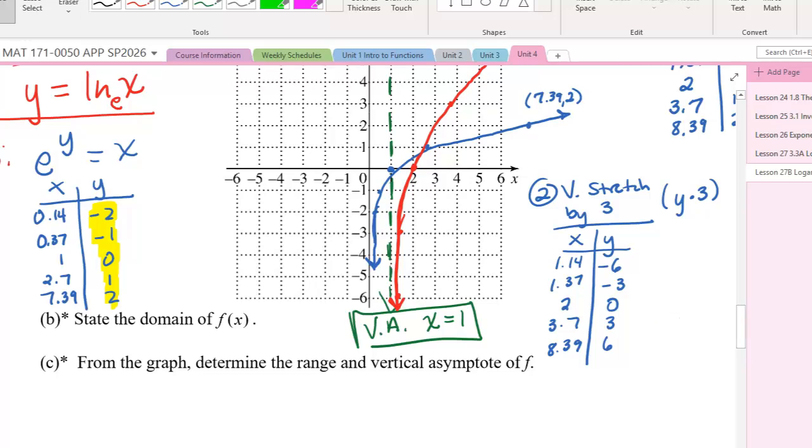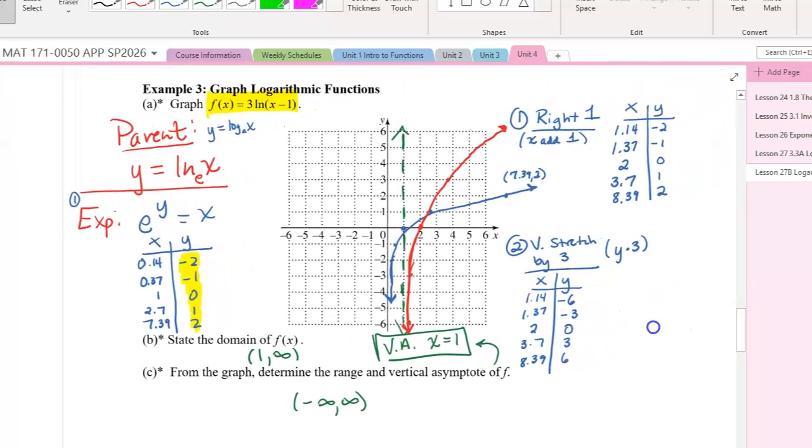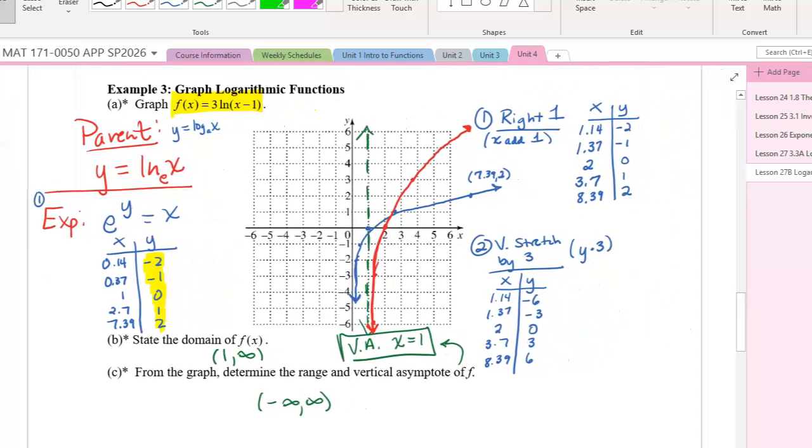So that also affects the domain. The domain of a logarithmic function is usually 0 to infinity, but because it's been pushed right 1, the domain is now from 1 to infinity with a parenthesis at 1. But the range is still negative infinity to infinity. And we already talked about the vertical asymptote. So that is the graph and the corresponding transformations and how it affects the domain and the vertical asymptote.